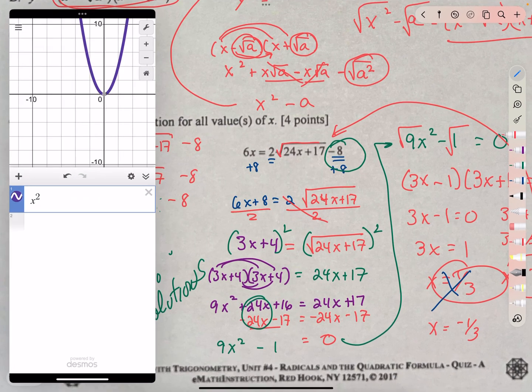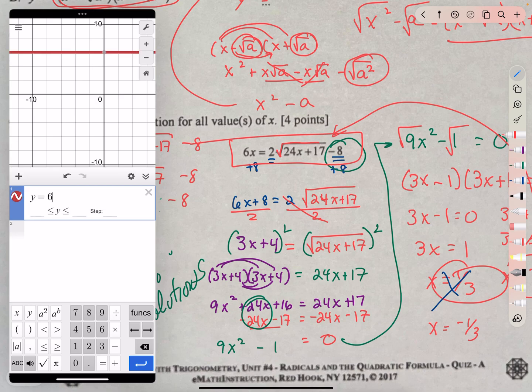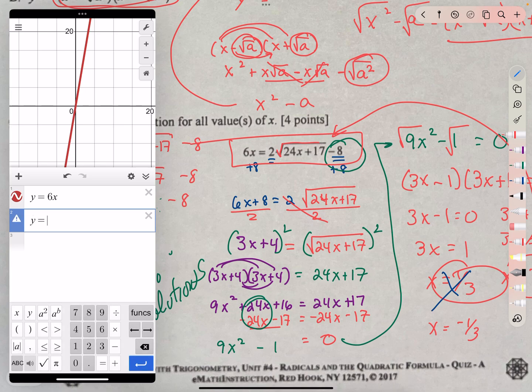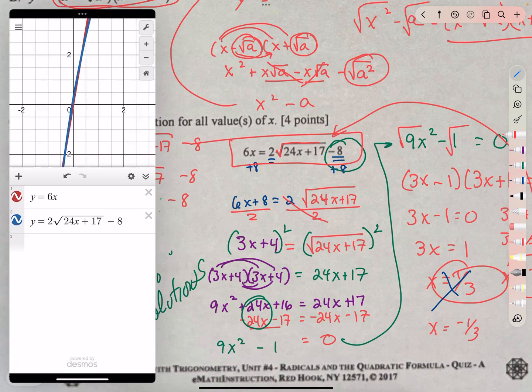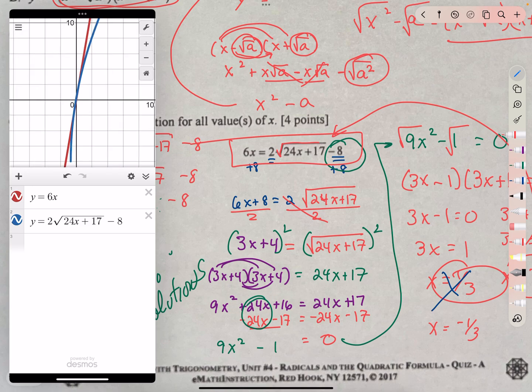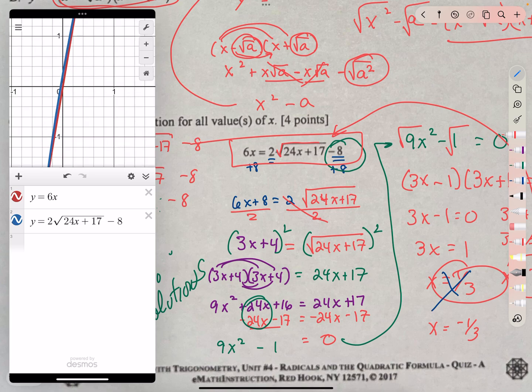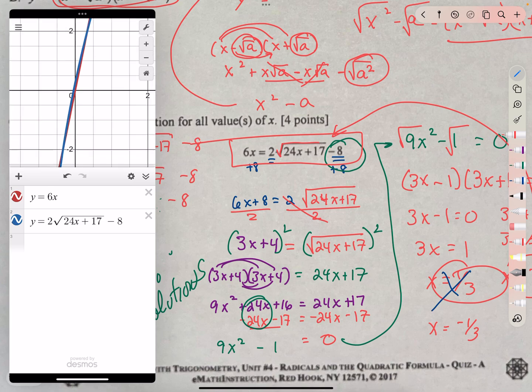So if you gave me this equation and I'm allowed to use Desmos, I would graph the left side. I'd go y equals 6x. There's all the answers that make the left side true. And then I'd graph the right side. Y equals square root. I've got to get a 2 in front of it. Square root of 24x plus 17 minus 8. There we go. And I'd zoom into that thing and I'd ask my calculator. These things are hard to tell. If I can separate it just enough, maybe you could see the red one coming through and the blue one crossing it twice.